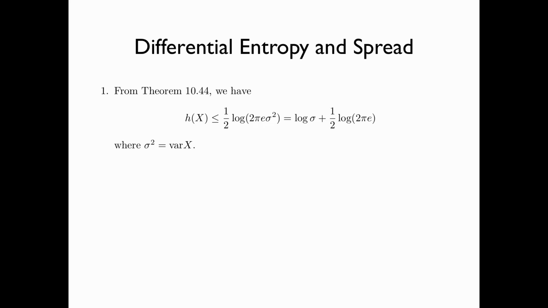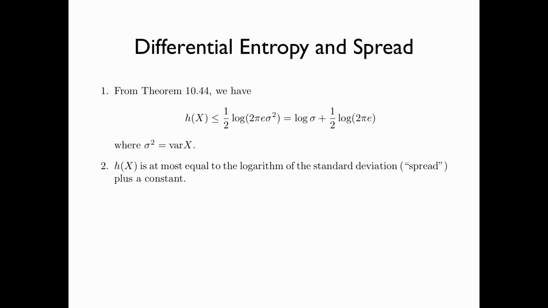From theorem 10.44, we have the differential entropy of a random variable X is less than or equal to 1/2 log 2 pi e sigma squared, where sigma squared is equal to the variance of X. This upper bound can be written as log sigma plus 1/2 log 2 pi e. From this inequality, we see that the differential entropy is at most equal to the logarithm of the standard deviation, which is a measure of the spread of the distribution, plus a constant, that is 1/2 log 2 pi e.